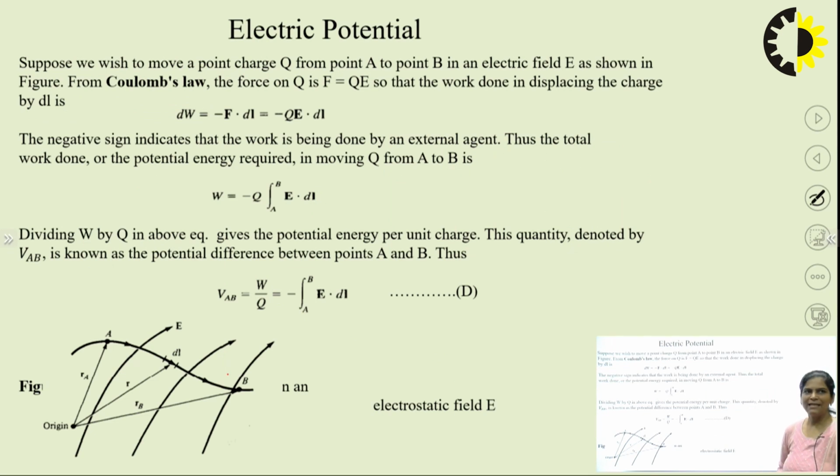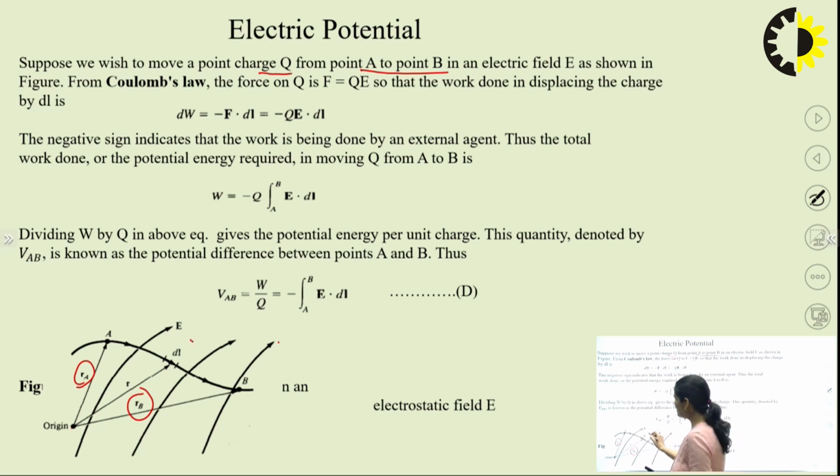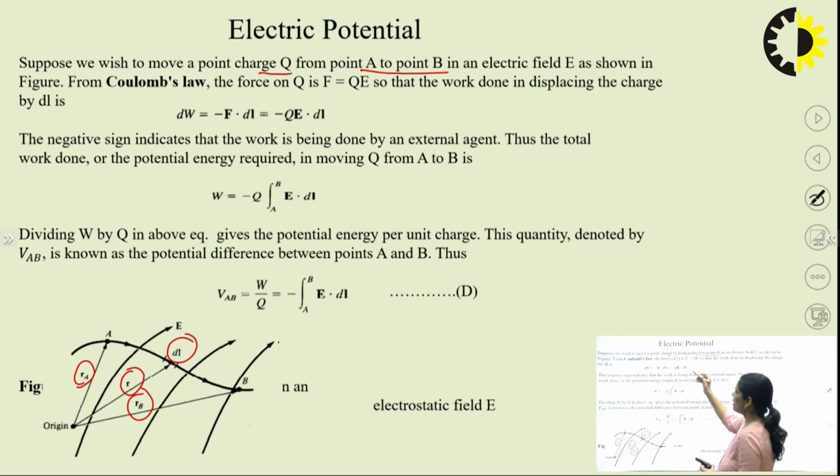Now next is electric potential. Suppose we have a point charge Q moving from a point A to B. Let us consider this is your origin, and these are your electric field lines. Here there is a line A to B; A to origin its distance is RA and origin to B its distance is RB. Let us consider our differential length on this line AB, that is dl, and the distance from origin to this dl is represented by r. Here you have to find the electric potential on this surface.